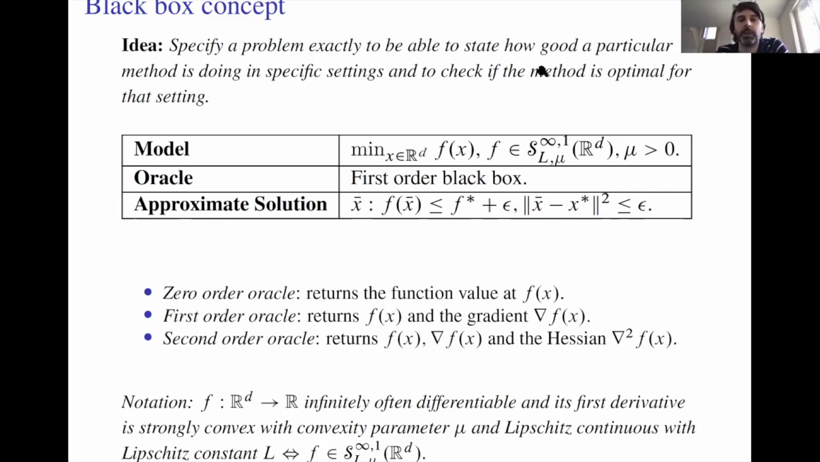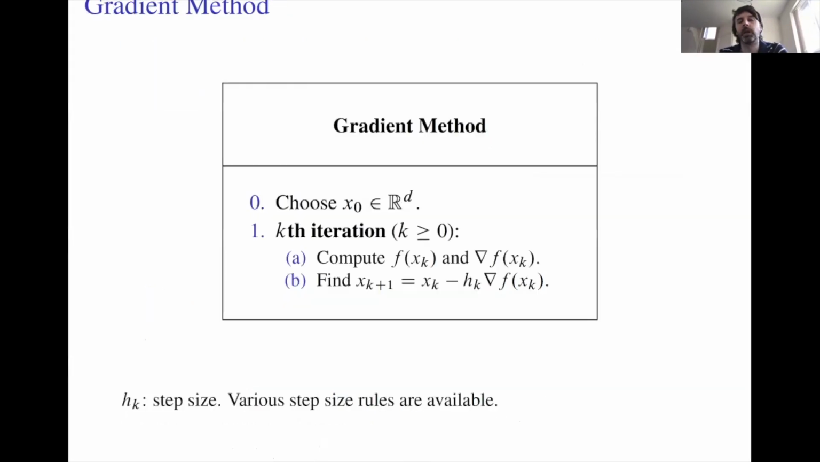So you see a lot of these boxes, black boxes in optimization, specifying what your problem is, specifying the information, and specifying what kind of solution you're interested in. And that allows you then to evaluate and compare methods. So for instance, one method that I'm sure you're aware of is the gradient method, which is quite useful for large scale problems because it's cheap to compute.